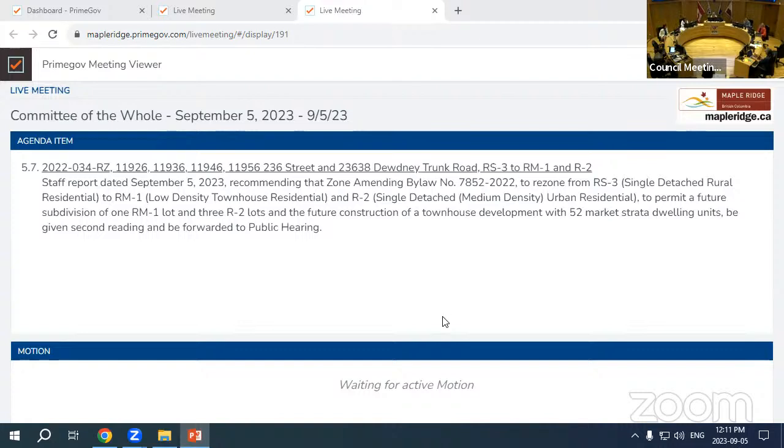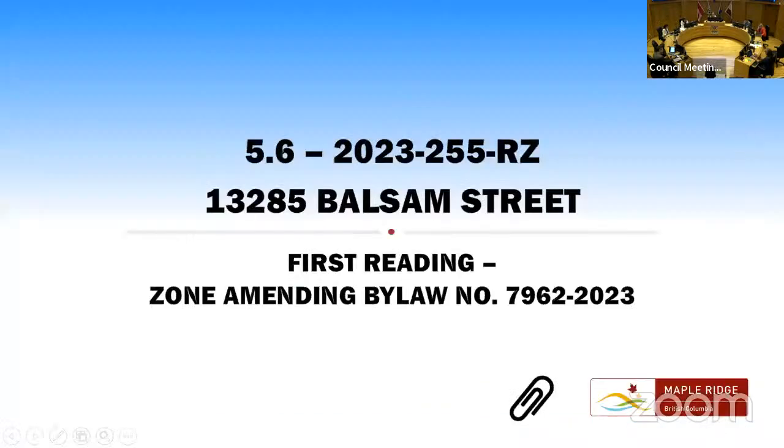5.7. Item 5.7 is 2022-03 RZ to rezone the properties at 11926, 11936, 11946, 11956 236th Street and 23638 Dewdney Trunk Road from RS3 to RM1 and R2. And staff are present to present the application. All right. Thank you.